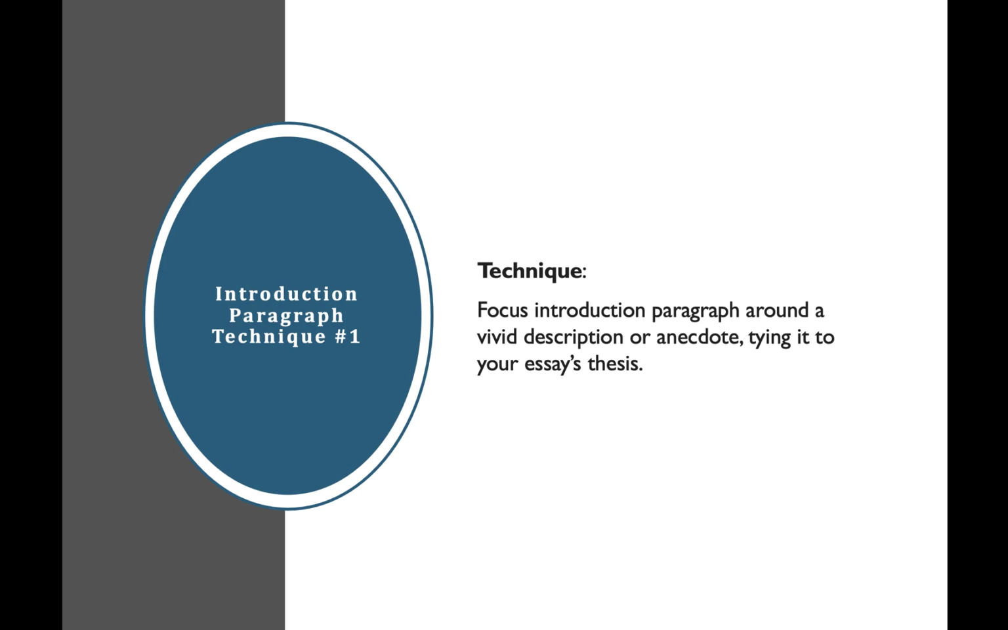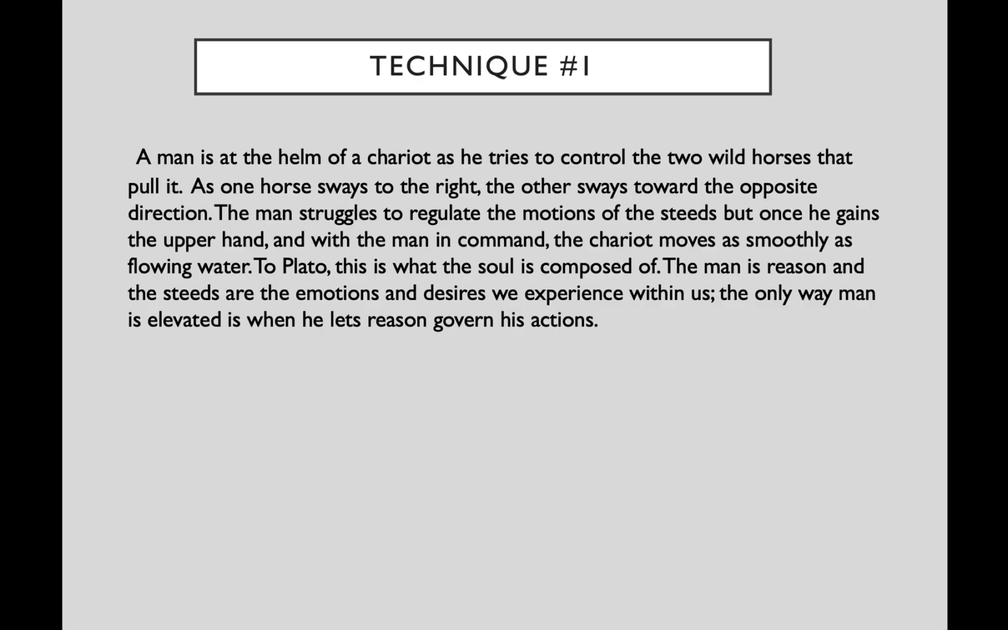Tying it to your essay's thesis. A man is at the helm of a chariot as he tries to control the two wild horses that pull it. As one horse sways to the right, the other sways toward the opposite direction. The man struggles to regulate the motions of the steeds, but once he gains the upper hand, and with the man in command, the chariot moves as smoothly as flowing water.